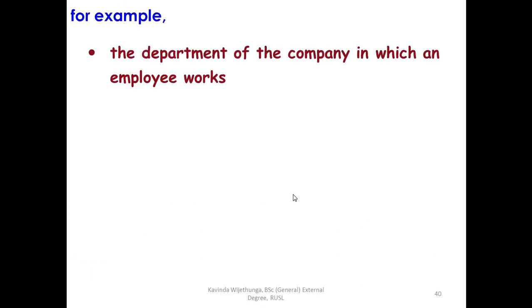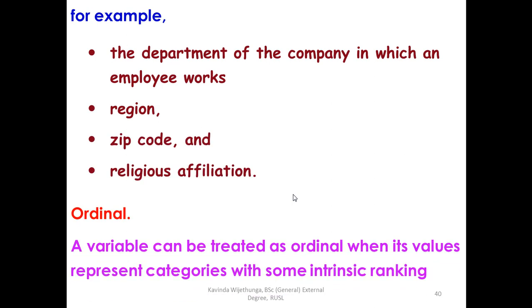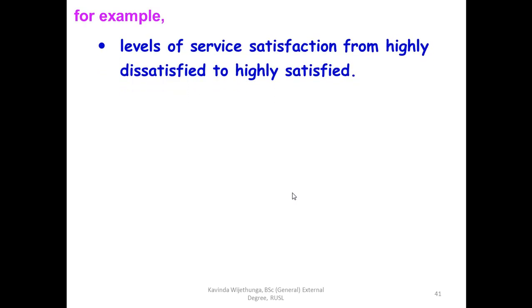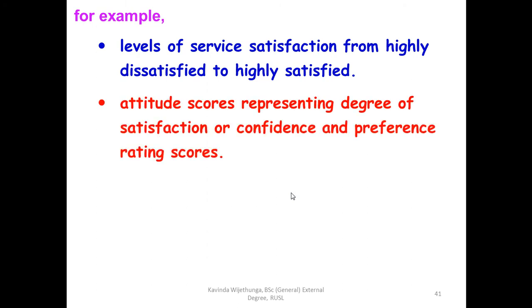Ordinal scales are ranking, right? A variable can be treated as ordinal when its values represent categories with some intrinsic ranking. For example, levels of service satisfaction, from highly dissatisfied to highly satisfied. As an example, I told you that strongly agree, strongly disagree, these are the rankings, no? So these are the ordinal scale measurements.